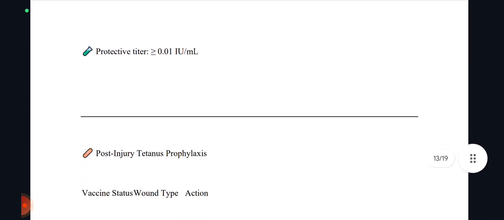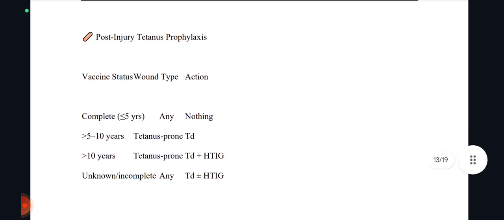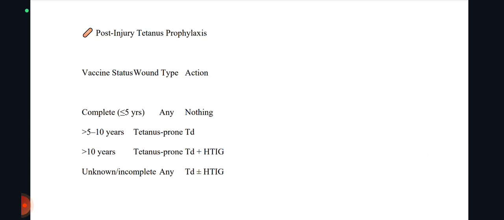Now the protective titer should be more than 0.01 international units per milliliter of the vaccine antibody in the blood. Now the post-injury tetanus prophylaxis.